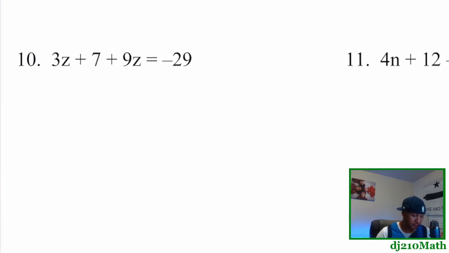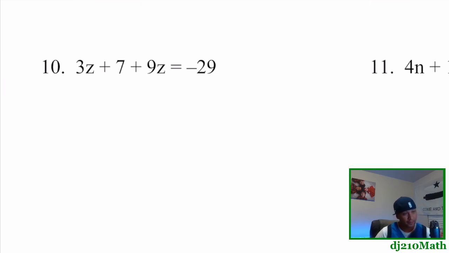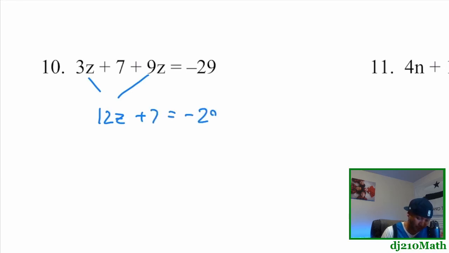Okay. Switched it up a little bit. We got some z's. Number 10. 3z plus 7 plus 9z equals negative 29. So here, remember, we got to put all the variables to one side. Well, here the variables are on the same side, so I don't need to do the opposite. We're just combining as usual. So 3z plus 9z is 12z, plus 7 is equal to negative 29.